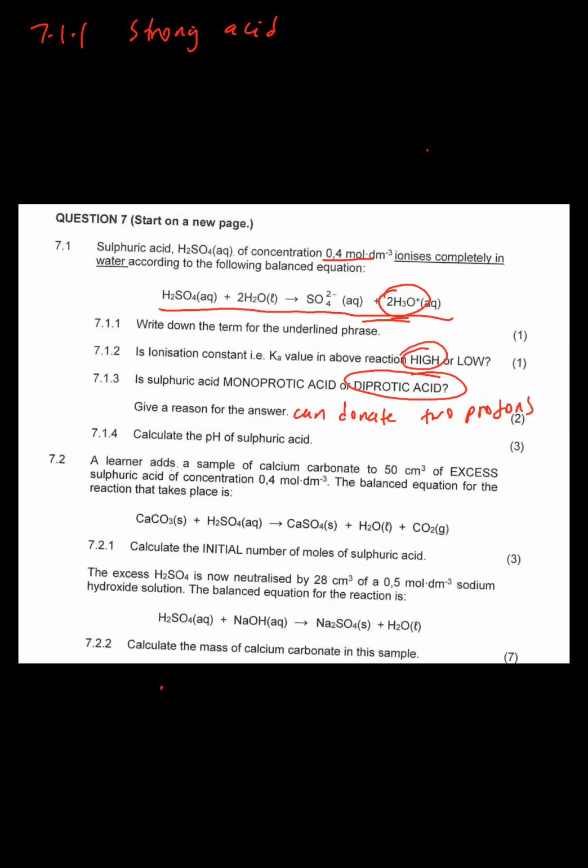Calculate the pH of sulfuric acid. You see, this one is not difficult, right? But if you don't know that this sulfuric acid is a diprotic acid, then we're going to have a serious problem. So let us do 7.1.4. We said yes, strong acid, strong acid.